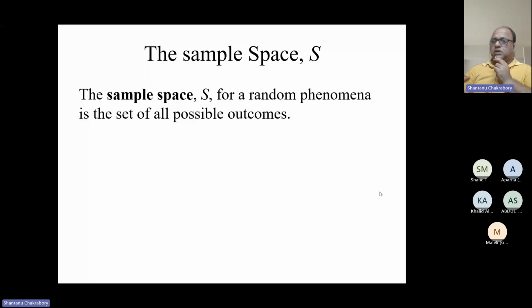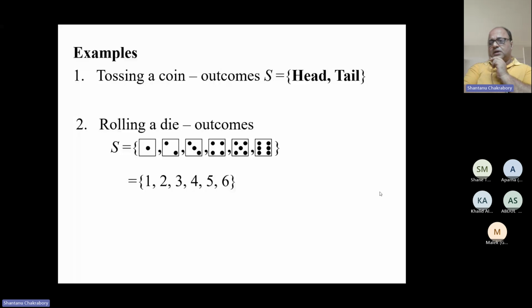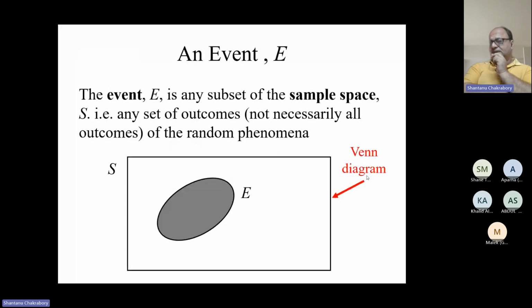So sample space gives you what? It gives you all the possible set of outcomes, right? Tossing a coin will have a sample space too. That means it will have the outcomes head and tail. Rolling a dice will have possible outcomes as 6. It can be 1, 2, 3, 4, 5, and 6. So these are the sample spaces when you toss a coin and when you roll a dice, right?